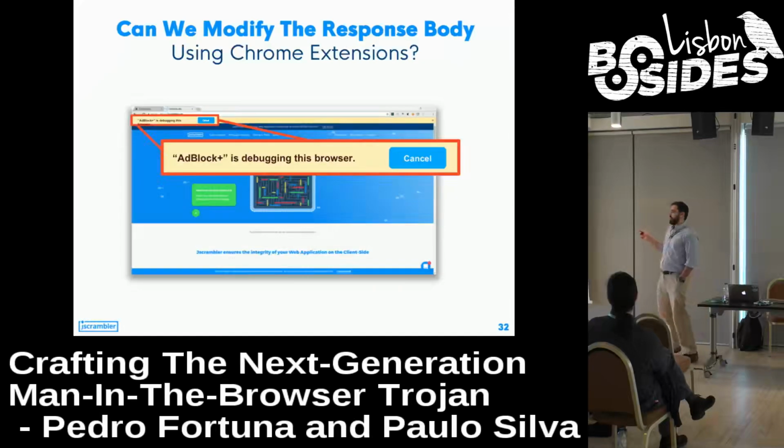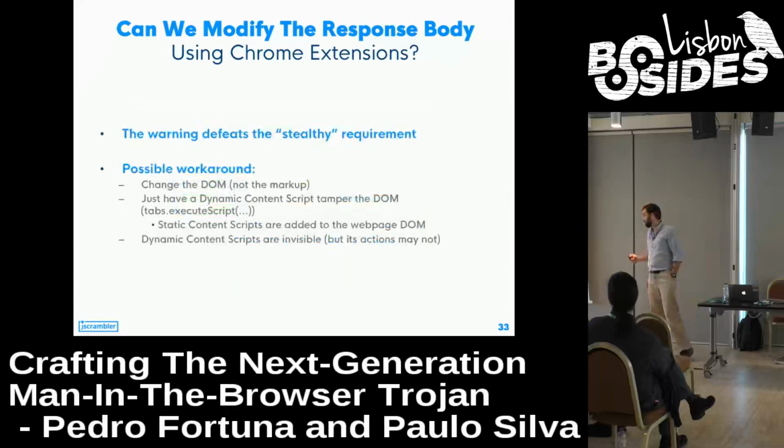In fact, we were digging and we could do it. And instead of using the webRequest API, we could have used the debugger, and we would have been able to change also the response body. But then every time we try to do it, this would break our stealthy requirements. So we gave up on changing the response body because we can change the DOM, and we will do it even better because no one will notice. This is how extensions work.